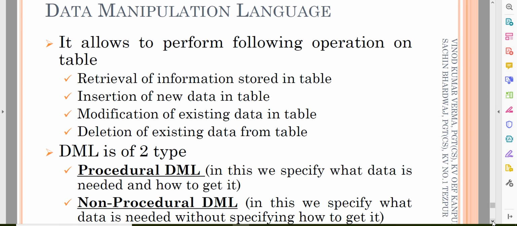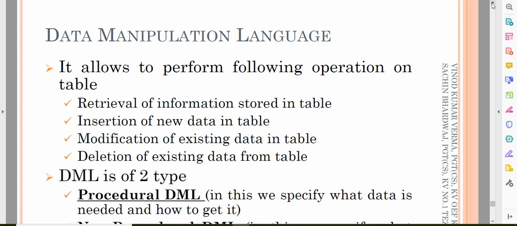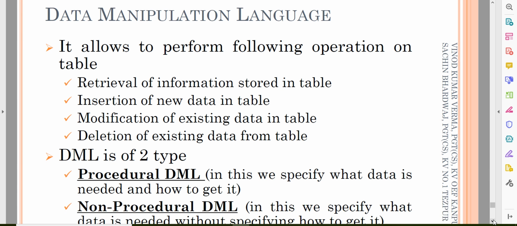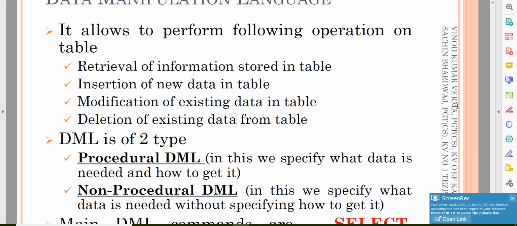So data manipulation language: retrieval of information means select queries, insertion of records, modification of records, deletion of records. These four things come under data manipulation language. So all the select statements, insert, update, delete of records are called data manipulation language. DDL means tables: creation of table, altering table, and deletion of table, drop table. Those three things are DDL, and these four things are called data manipulation language.